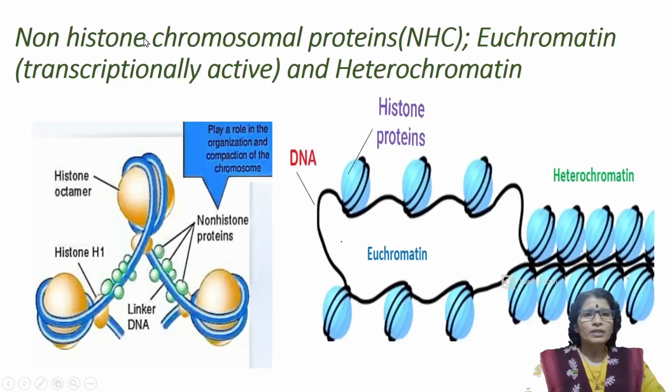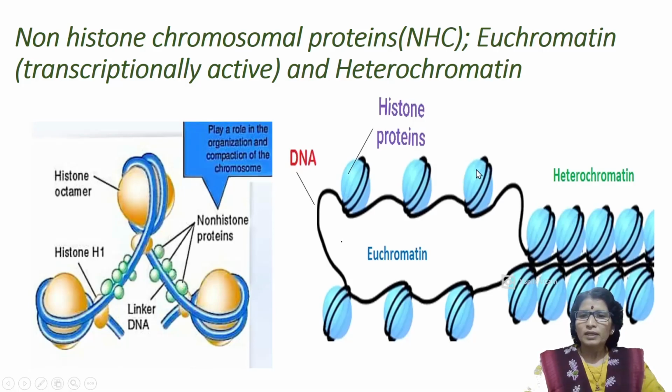The importance of non-histone chromosomal proteins, NHC. So here you can see this diagram. This is a histone octamer, a nucleosome. This is also a histone octamer. This is also a histone octamer. Between nucleosomes, the DNA is known as linker DNA. On this linker DNA, you can see some protein-like structures. Those are called non-histone proteins. The importance of these non-histone proteins is they make a more compact, tight arrangement of chromosomes during condensed chromosome formation during cell division.